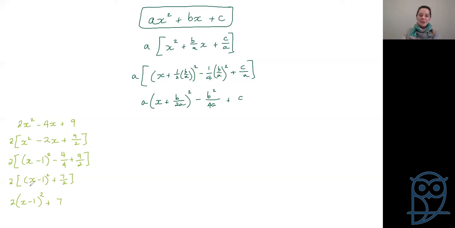The fractions just poof, disappear. And now we have completed square format, 2 times (x minus 1) all squared plus 7. And just because there's an a there, doesn't do anything to our vertex. Our vertex is still, change the sign, keep the sign. Finished. So the vertex of 2x squared minus 4x plus 9 is (1, 7). We can do exactly the same thing with another quadratic.